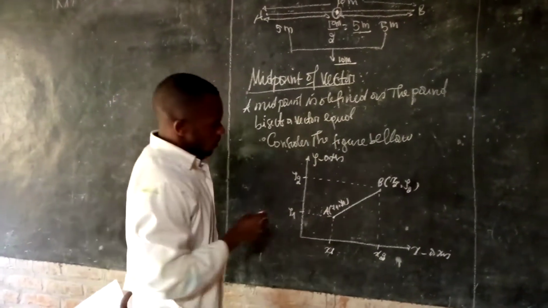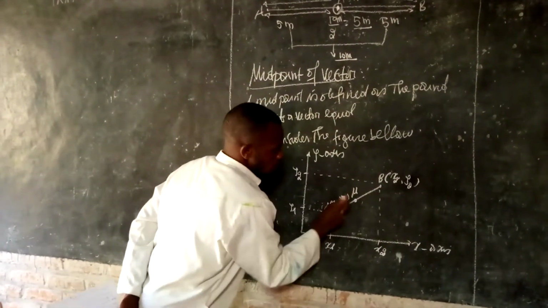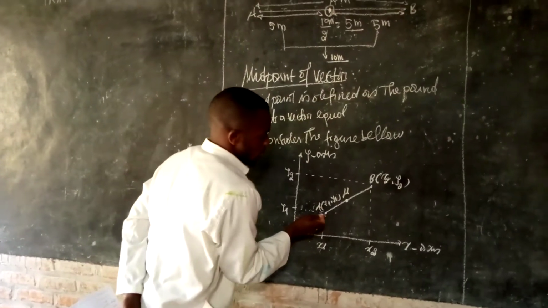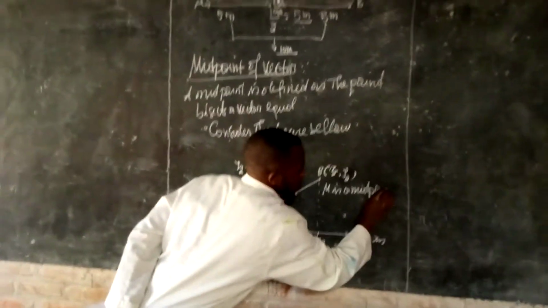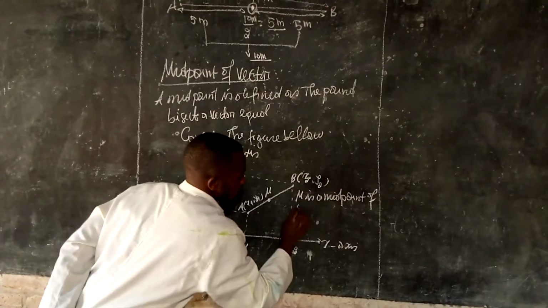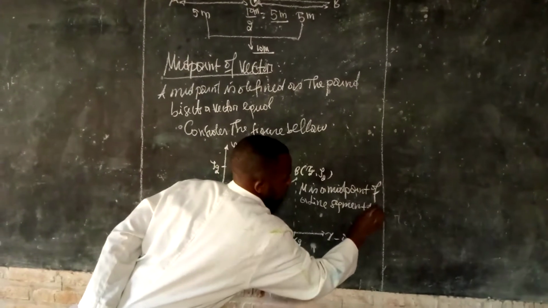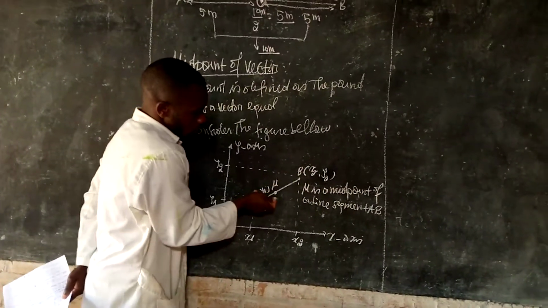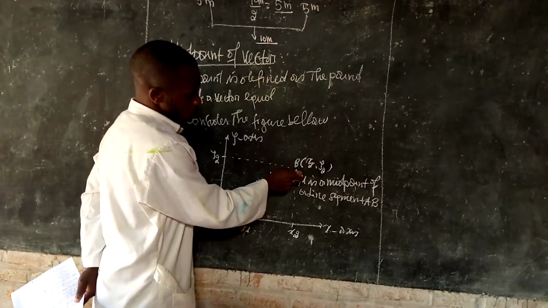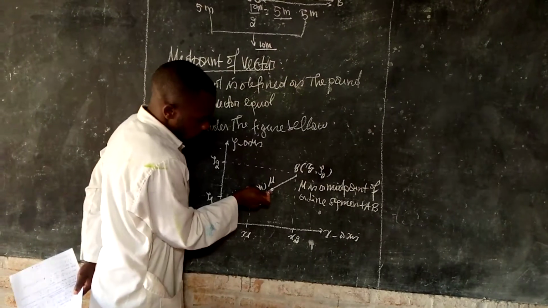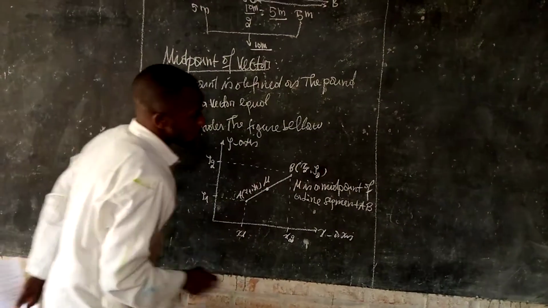Okay, so now let us take any point. Let this point M be a midpoint of line segment AB. M is a midpoint of line segment AB. It means that M divides line segment AB into two equal parts. That means the distance from A up to M is equal to the distance from M to B.